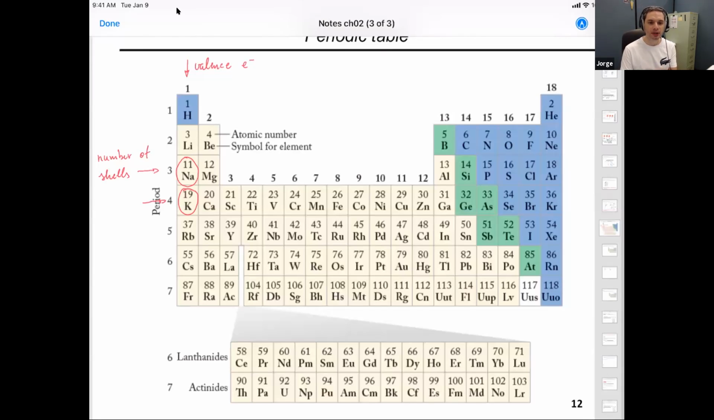Therefore, just looking at the location of the element in the periodic table, we must be able to tell right away the number of valence electrons and the number of shells. Okay, so with all this information together, you understand why each element is located in a determined spot in the periodic table. And also you can tell a lot about the electron configuration just looking at the periodic table.